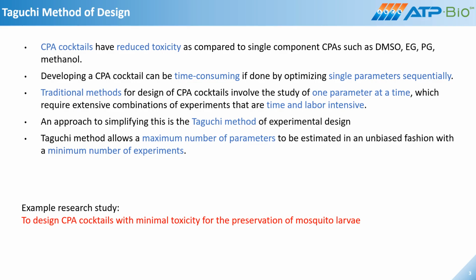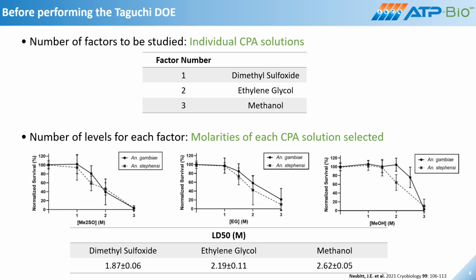Let us use a research study as an example and understand the problem at hand in some more detail. We will be looking at how researchers have used the Taguchi method to develop CPA cocktail solutions for the cryopreservation of mosquito larvae. The first step in developing CPA cocktails involves identifying the individual CPA solutions of interest. In this study, the CPA solutions of interest are dimethyl sulfoxide, ethylene glycol, and methanol.